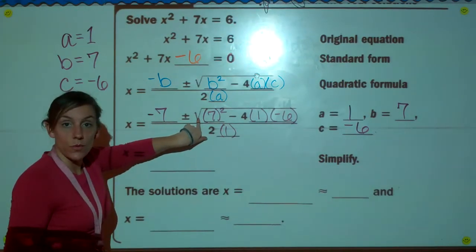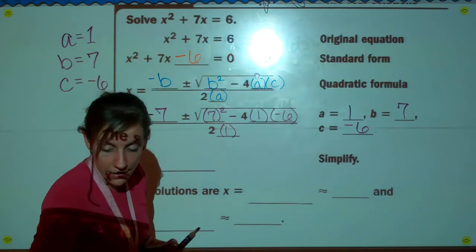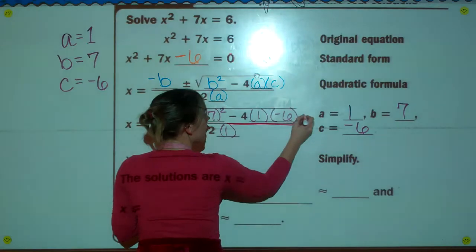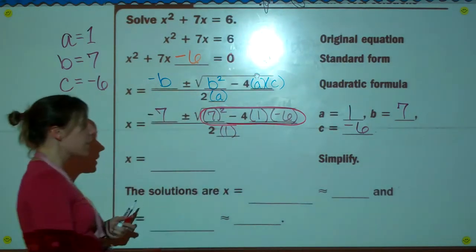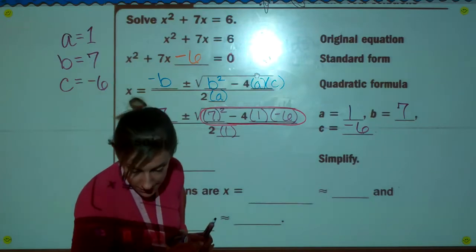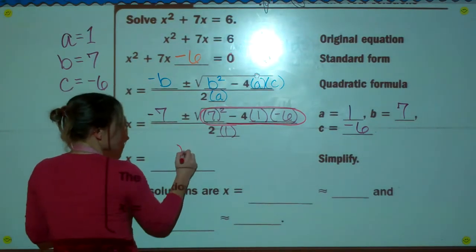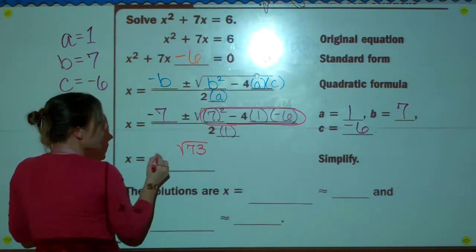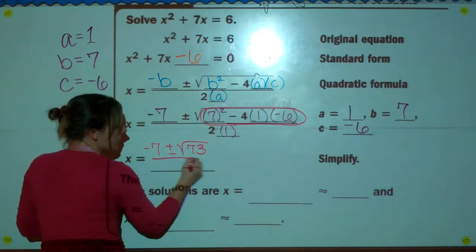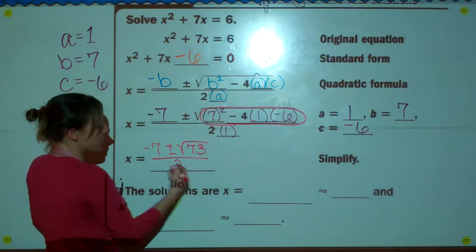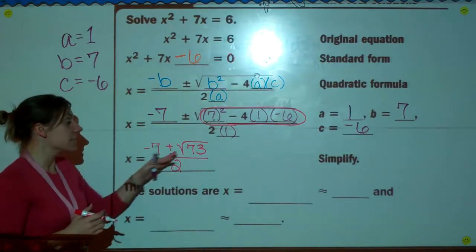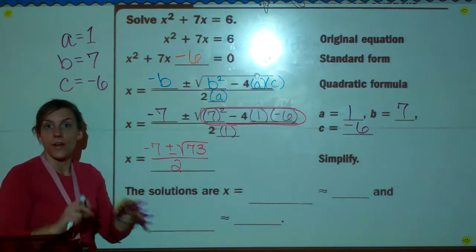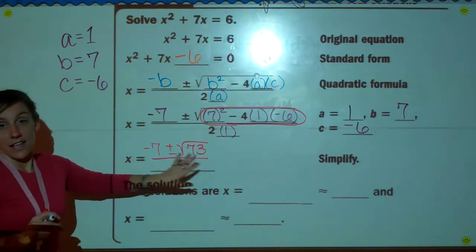I always work inside the root out first. You could put all of this in your calculator. Right? If you put all of this in your calculator very carefully, okay, you get the square root of 73. All right, so 73 is under the square root, and then it's negative 7 plus or minus that. It's all over 2, because 2 times 1 is just 2. And in this case, nothing simplifies, because 73 does not have a perfect square. We can't simplify it like we've been doing. So this is as far as it goes.